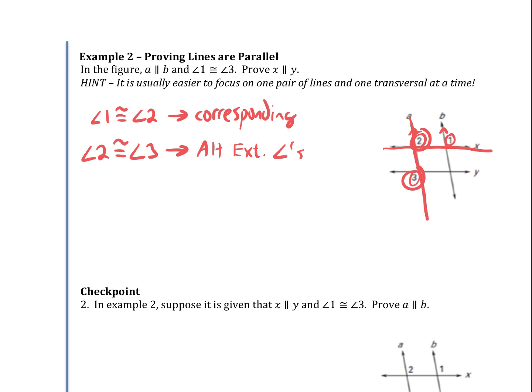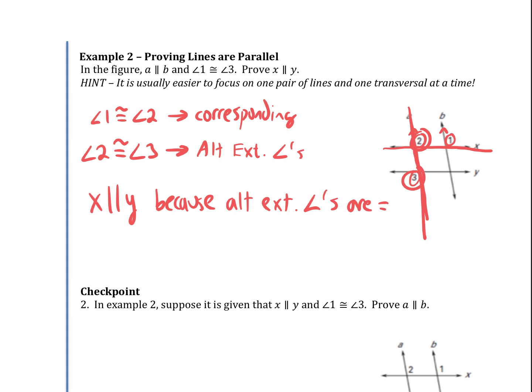Okay, and now we have angles x and y. We have this transversal right here, right? Now we can say that x is parallel to y because their alternate exterior angles are congruent, okay? So basically, if we can prove that any matching pair of angle relationships are congruent, then we can say that the lines are going to be parallel, okay?